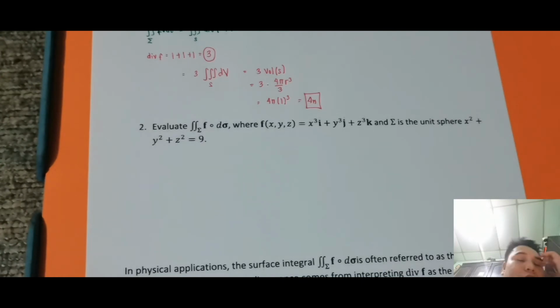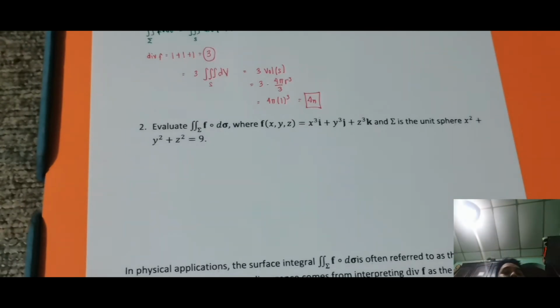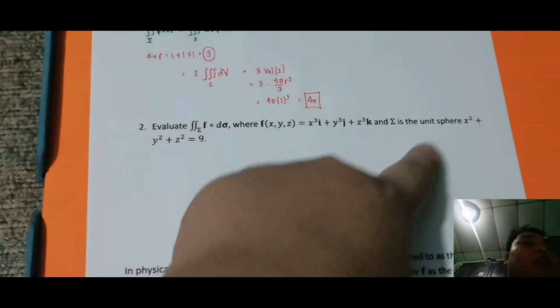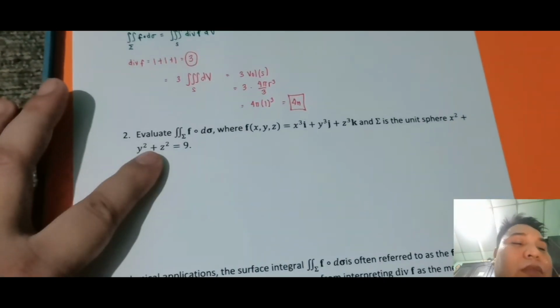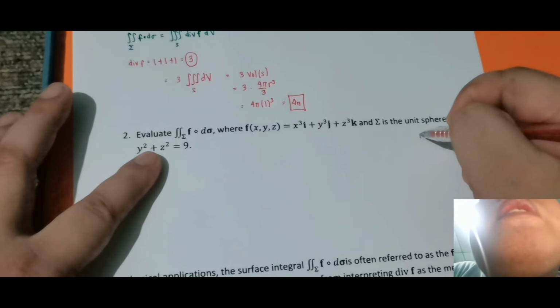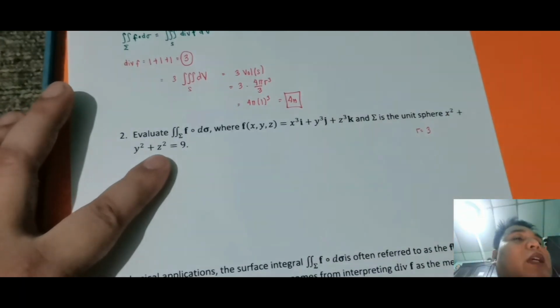So now let's evaluate this one. What if, sir, our f is different? Sorry, similar question. Evaluate the double integral over the surface sigma of f dot d sigma, where the vector field f is equal to x cubed i plus y cubed j plus z cubed k, and sigma is a sphere x squared plus y squared plus z squared is equal to 9. So what is this sphere again? Obviously, center at the origin, and what is the radius? The radius here is 3, because the square root of 9 is 3.